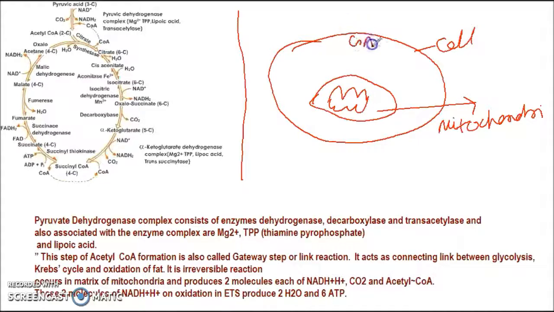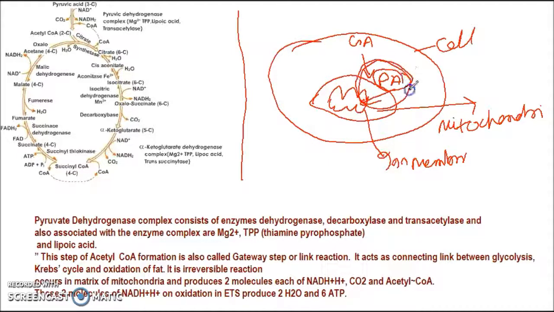Glycolysis has already taken place in the cytoplasm, and the end product is pyruvic acid. This pyruvic acid is unable to enter the mitochondrial double membrane, that is, the inner membrane. This part is the inner membrane, where the pyruvic acid is unable to pass through. It is not permeable. So what happens now?